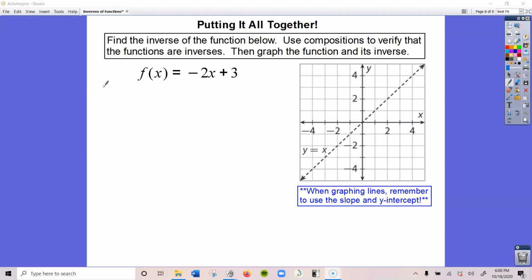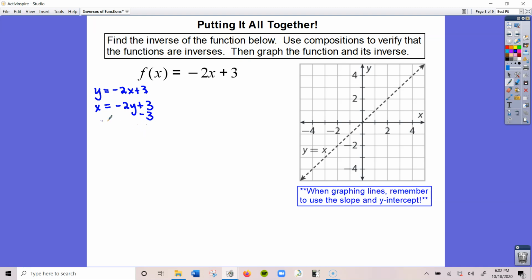So in order to find the inverse, I'm first going to replace f of x with y. Now I'm going to replace y with x and x with y, so switch places. So x is equal to negative 2y plus 3. Now we solve for y.